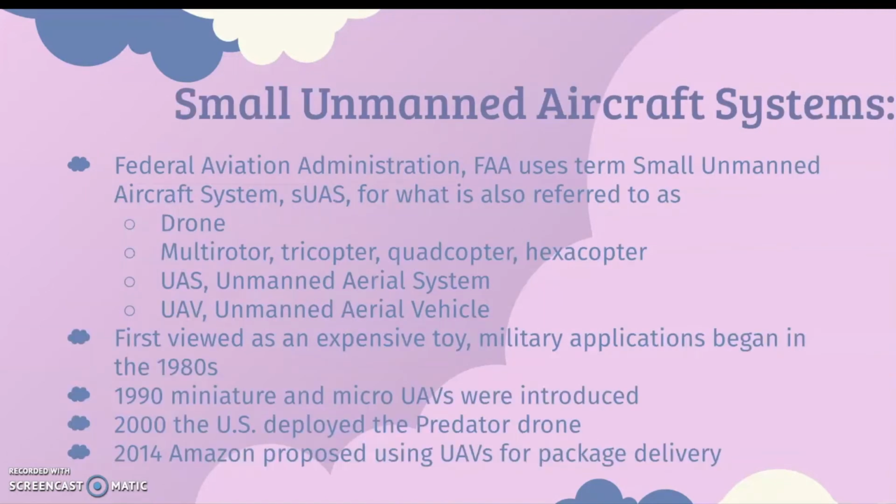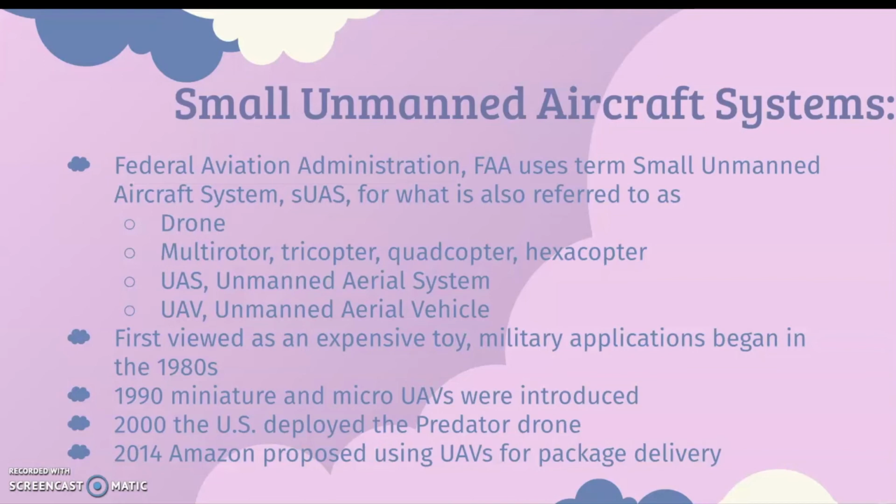In addition to our larger aircraft, we have now begun to see small unmanned aircraft systems. The Federal Aviation Administration, or FAA, uses the term Small Unmanned Aircraft Systems, SUAS, for what is also referred to as drones, multi-rotor, tricopter, quadcopter, or hexacopters, UAS, or Unmanned Aerial Systems, or UAVs, Unmanned Aerial Vehicles.